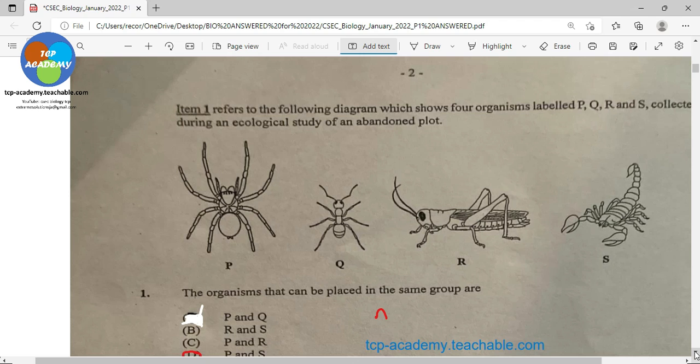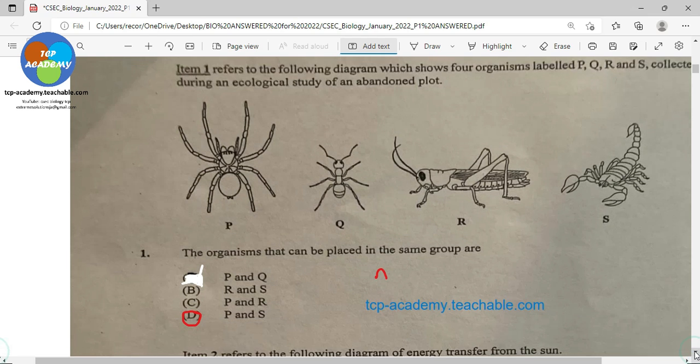When I saw this, I thought it was a very easy question because CXC number 1 question is usually about the insect. Of course, the arthropod. But when I looked at the answer, there was nothing there for insects. The answer that was supplied said P and Q, but I disagree.